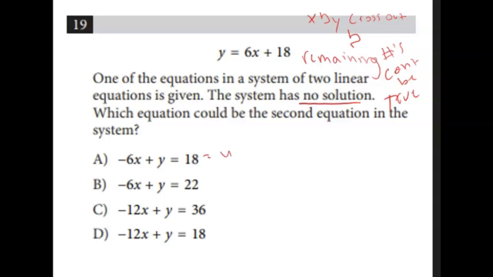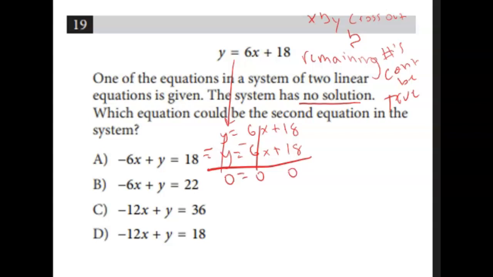They try to be tricky, but let's isolate the y: y equals 6x plus 18. Let's drag this over. We're going to put y equals 6x plus 18. Hey, look at that. It's the same equation. And we're going to subtract them. This is what I mean by crossing out the variable. So y minus y equals 0. They crossed out. 6 minus 6 equals 0. They crossed out. And 18 minus 18 equals 0. So 0 equals 0. Well, the issue with this is that it's true. There are solutions. There's actually an infinite number of solutions rather than no solution, because the remaining numbers are true. So we know A is wrong.